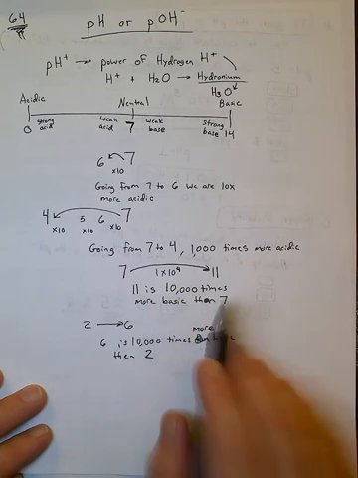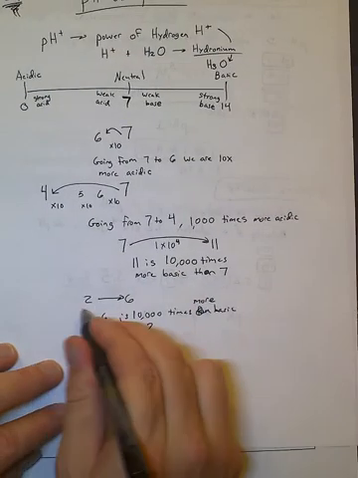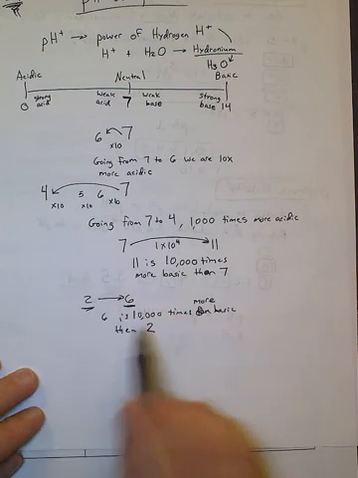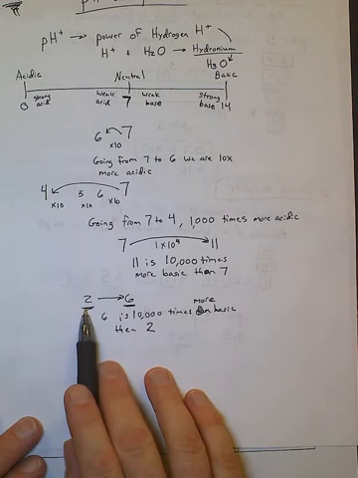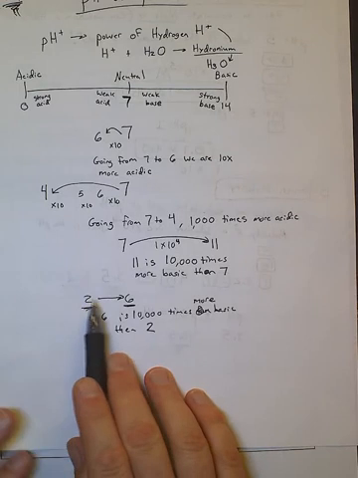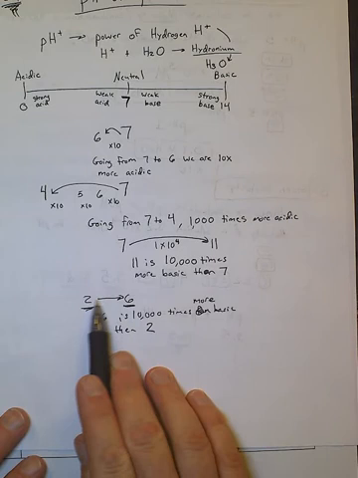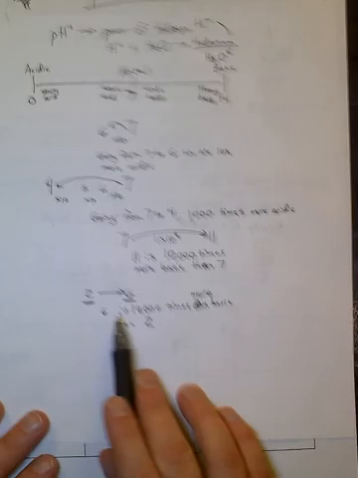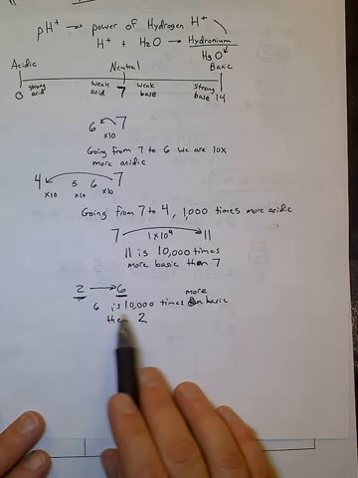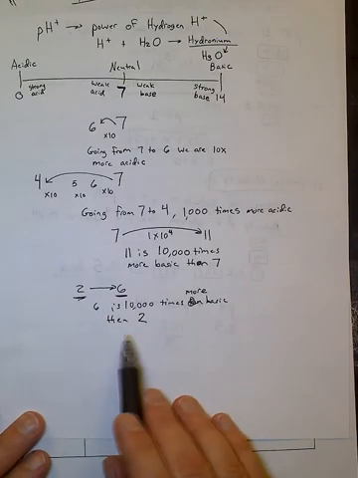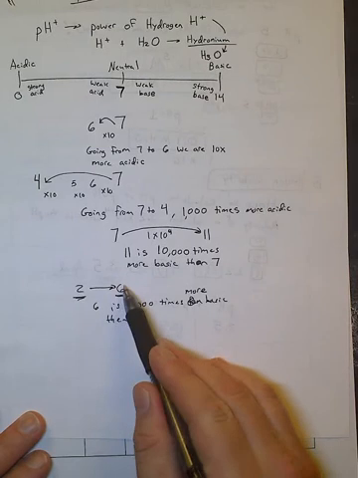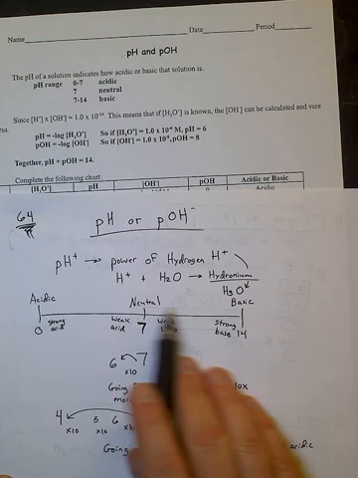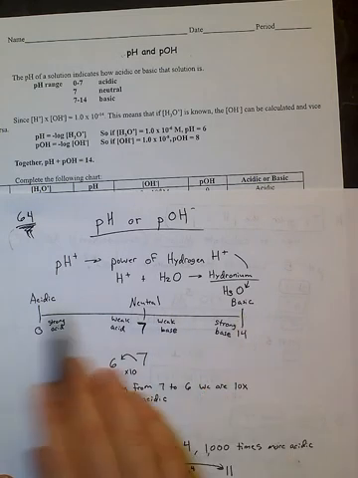Okay? Another one, using two acidic numbers. If we're looking at 2 and 6, these are both acids, okay, but 2 is a much stronger acid. So from 2 up to 3 to 4 to 5 to 6, that's 4 jumps. 1 times 10 to the fourth power is 10,000. 6 is 10,000 times more basic than 2. Even though this is an acid, it's closer to this direction, making it more basic. They're both considered acids, however.